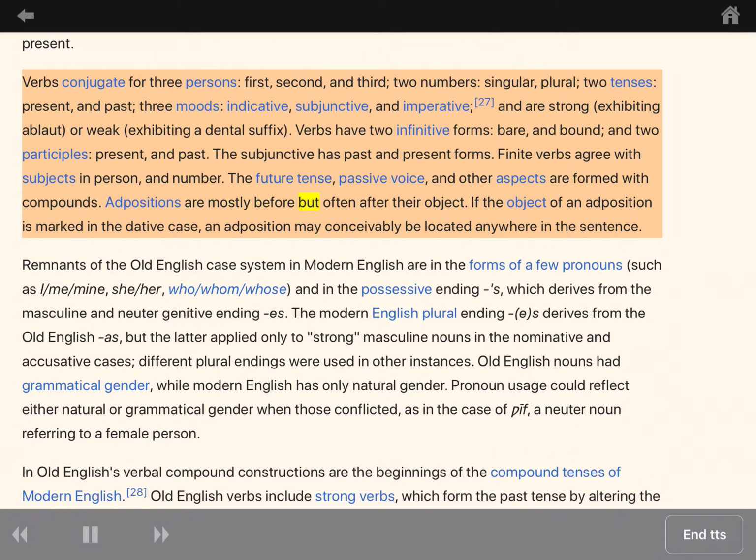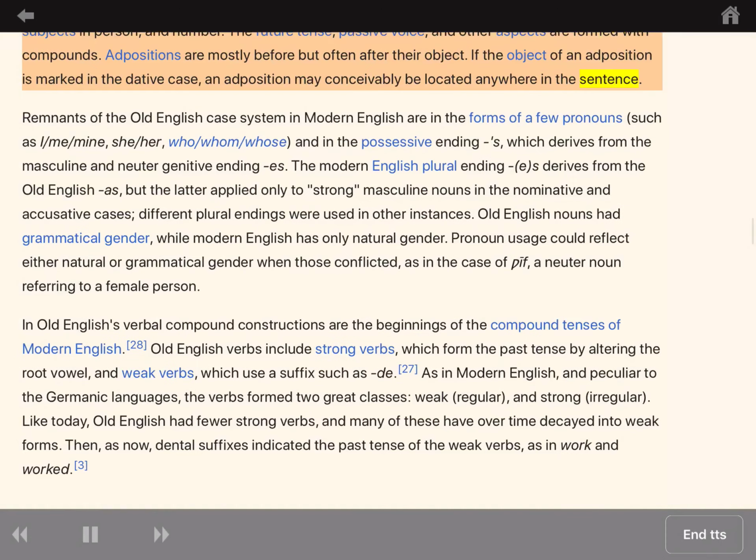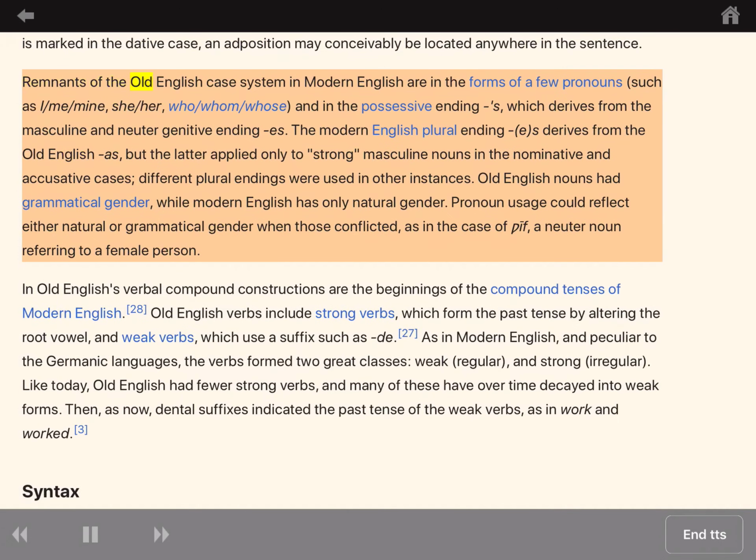Adpositions are mostly before but often after their object. If the object of an adposition is marked in the dative case, an adposition may conceivably be located anywhere in the sentence. Remnants of the Old English case system in modern English are in the forms of a few pronouns and in the possessive ending s, which derives from the masculine and neuter genitive ending es. The modern English plural ending s derives from the Old English as, but the latter applied only to strong masculine nouns in the nominative and accusative cases. Different plural endings were used in other instances.